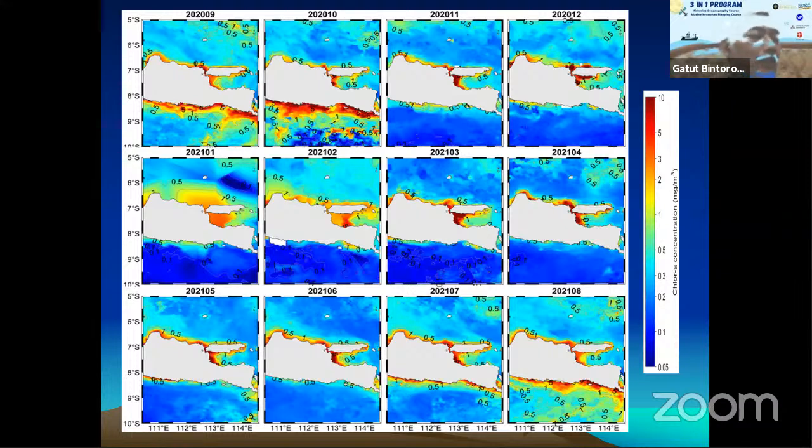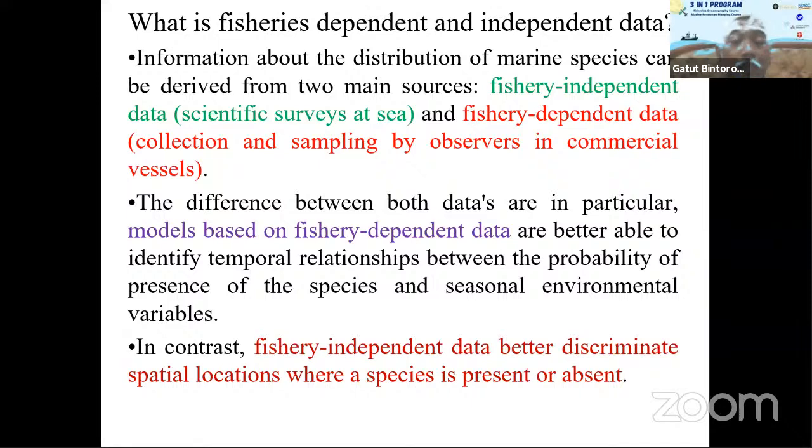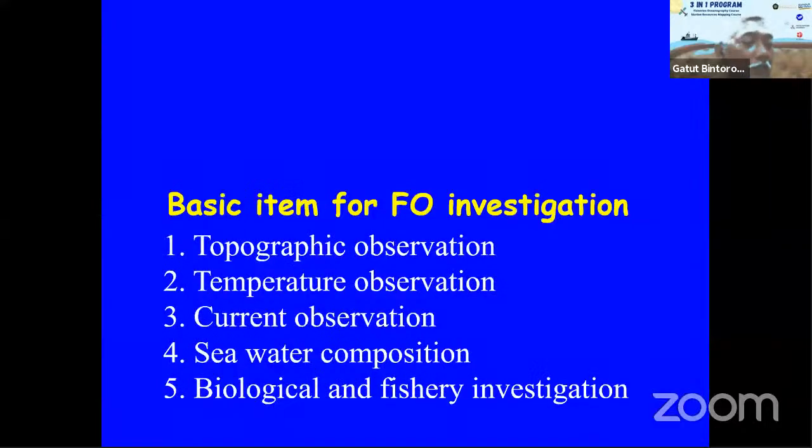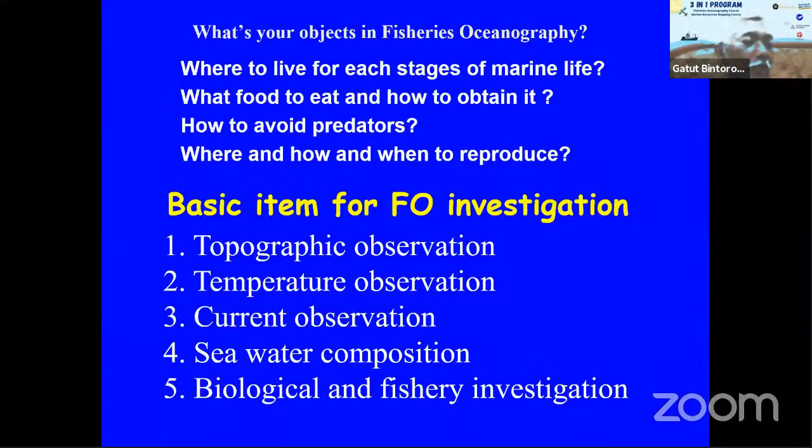Let me conclude from your lecture. Based on your lecture, we know that there are at least 5 investigations when we go through the fisheries oceanography investigation. They are topographic, temperature, current, seawater, and biological and fisheries investigation. This is the conclusion of your lecture.